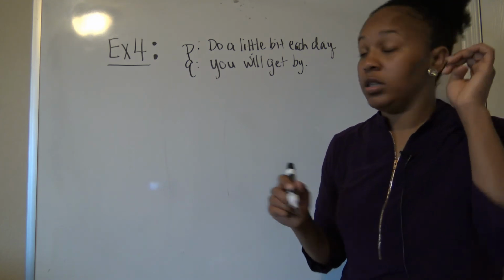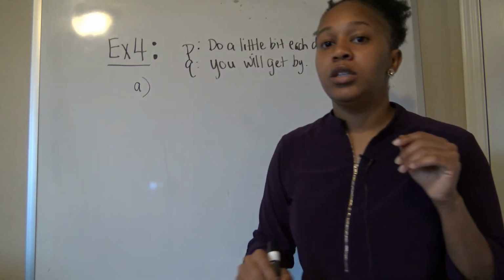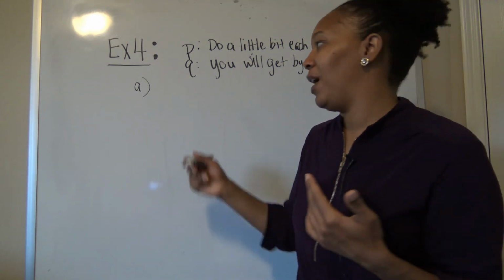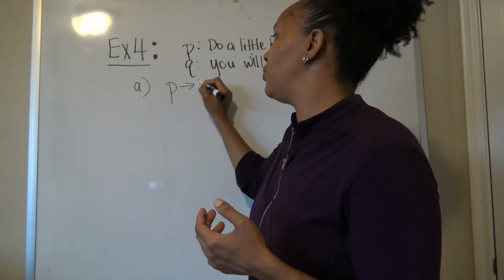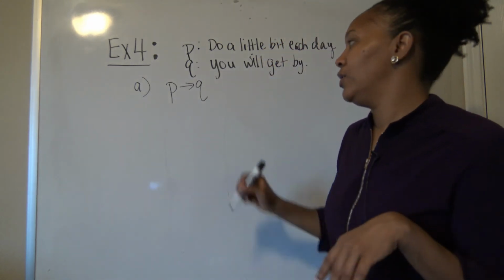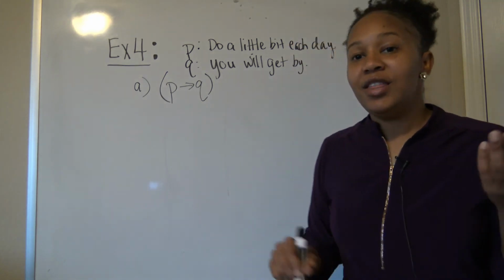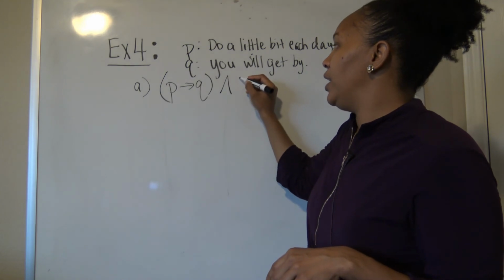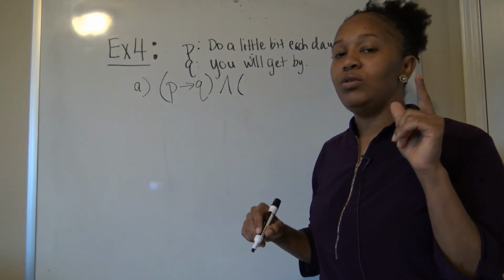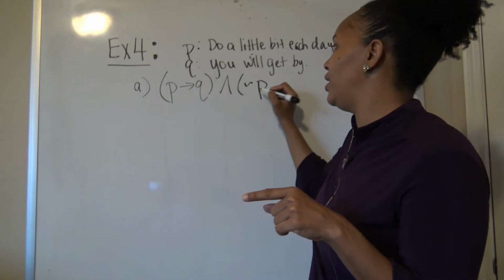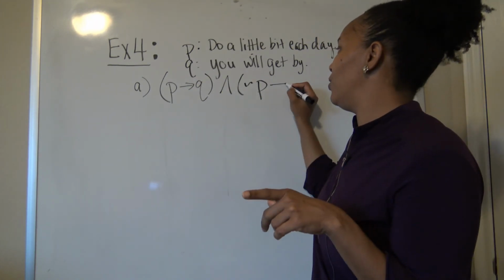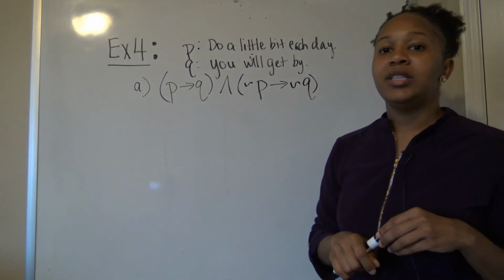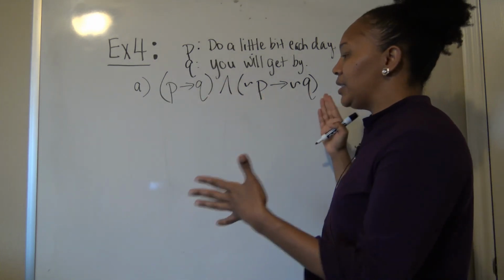And now I want to take those for the first part and I want to put them in symbols. So the first part is the if then. If you do a little bit each day, then you will get by. So that's P implies Q. And notice there's a comma there. So that means we're going to group those together. And then there's the word and. So we're going to put the and sign right there. And then the next part is if you do not do a little bit each day, so that's not P, then you will not get by. So that's another if then statement. You will not get by is not Q. So this will be that statement in symbolic form.